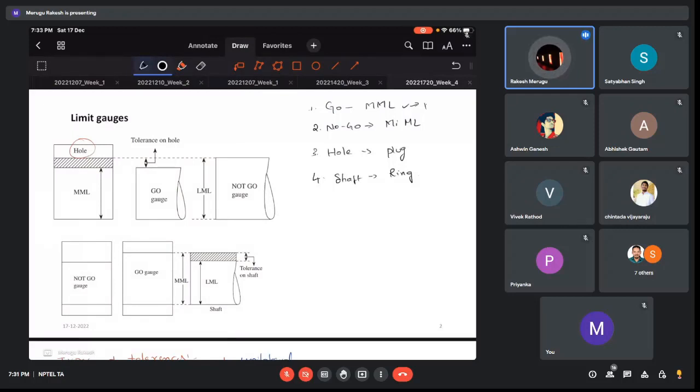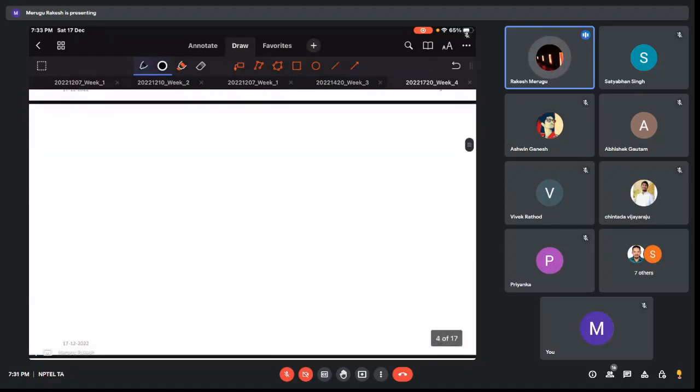So these are the main things you have to learn about, and how these go and no-go gauge designs will be made, I will explain while discussing the systems. We have a total of three types of systems. One is the workshop gauges, the other is the inspection gauges, and the third one is the ISO gauges. Each system is designed on some philosophy.